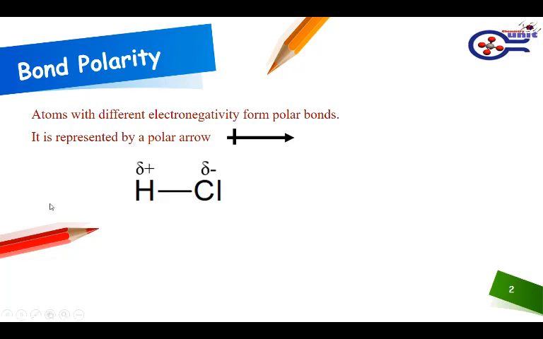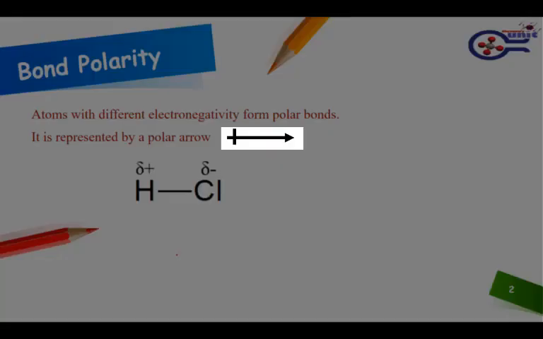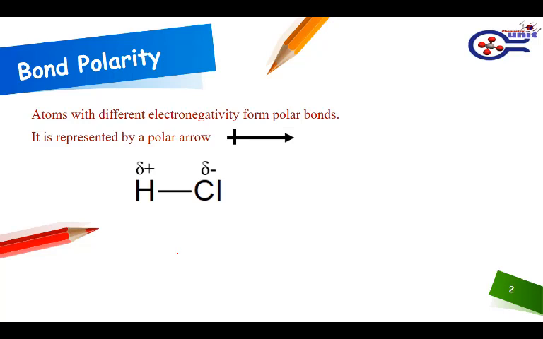A bond is said to be a polar bond when there exist atoms with different electronegativity in a molecule. The bond polarity is represented by a polar arrow like this. I use the HCl molecule as an example to show a molecule with a polar bond, as hydrogen and chlorine have different electronegativity in the molecule. You already understand the term bond polarity, right?